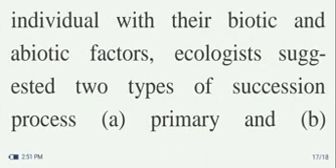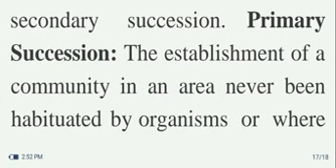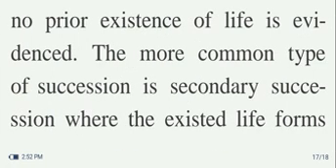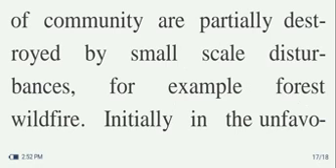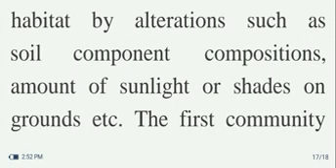Based on the association between individuals and their biotic and abiotic factors, ecologists suggested two types of succession process: primary and secondary succession. Primary succession is the establishment of a community in an area never inhabited by organisms, or where no prior existence of life is evidenced. The more common type is secondary succession, where the existing life forms of a community are partially destroyed by small scale disturbances, for example, a forest wildfire. Initially, in the unfavorable environmental conditions of this disturbed habitat, only a few species from the surrounding areas invade, and then they modify the habitat by alterations such as soil composition, and the amount of sunlight or shade on the ground.